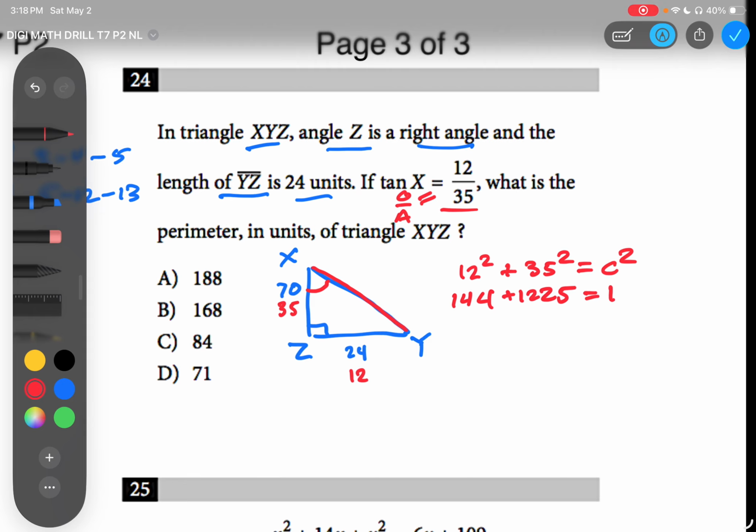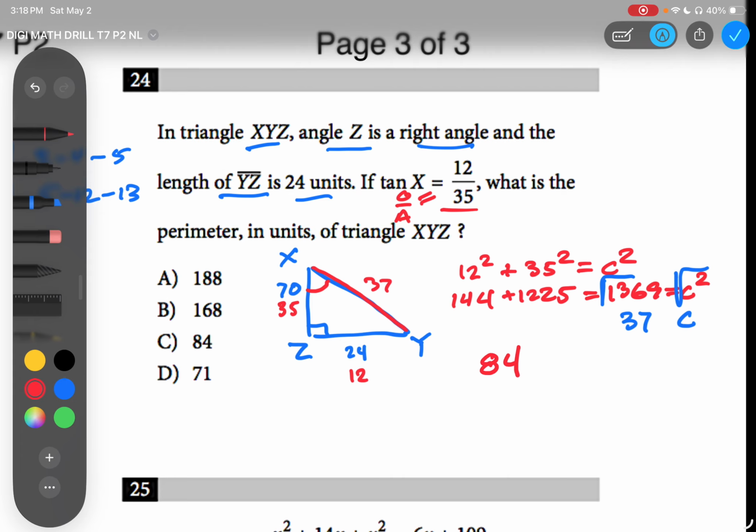So 1369, that's c squared. But in order to solve that, I just have to square root both sides. So now c is going to equal 37. Got it? So if I have my 37 there, now I can add 12 plus 35 plus 37. So 12 plus 35 plus 37 equals 84.